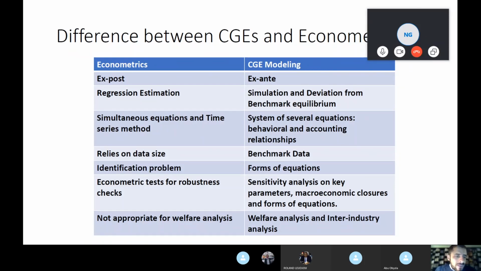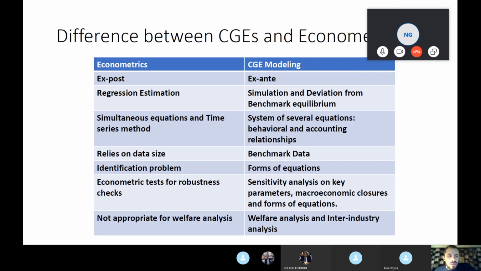And this is why for econometrics in general, we use regression estimation ranging from panel data to time series techniques to cross-section techniques and so on. But for CGE models, we do more simulations or deviation from the benchmark equilibrium. And by this, I mean that we have to see what is the status of the economy without a shock and what happens once this economy is subject to a certain shock. And that's what we call a simulation.